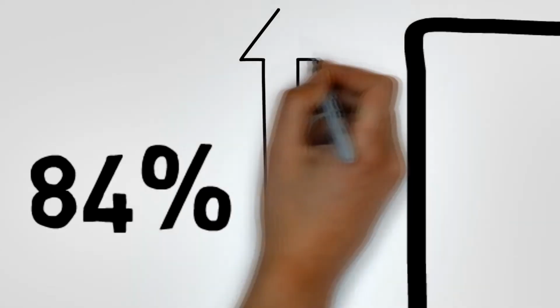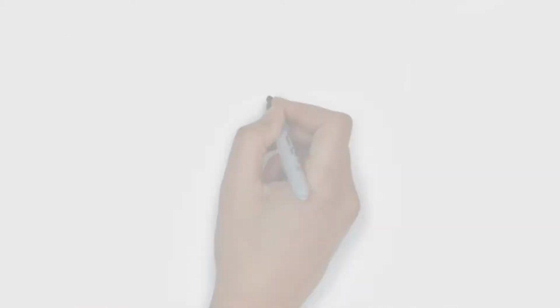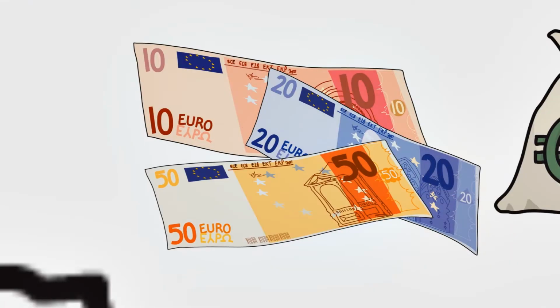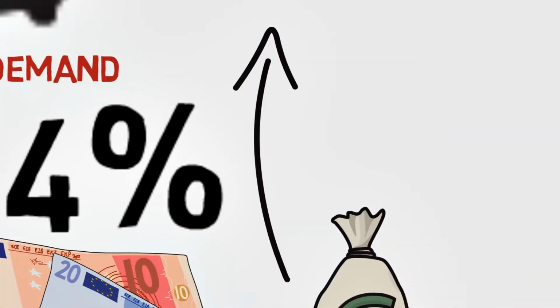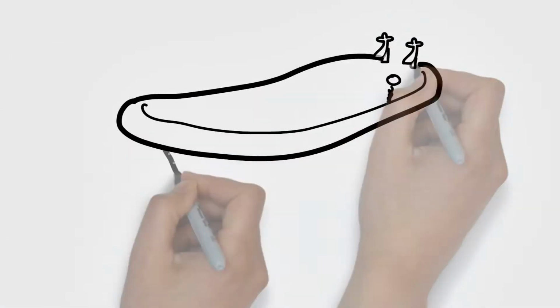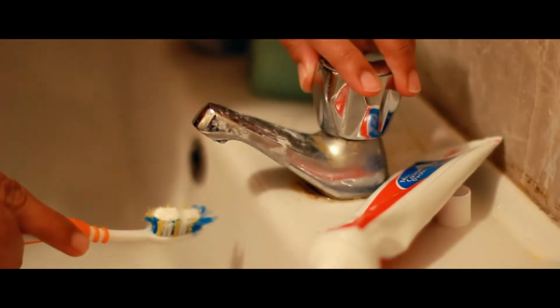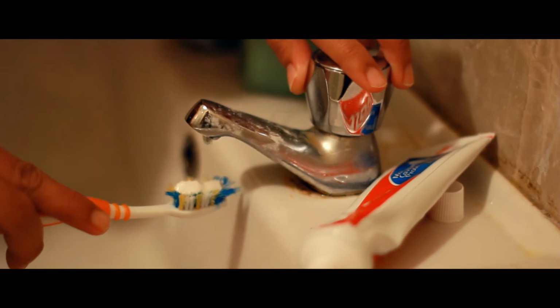Since the 90s, Ireland's demand for energy has increased by 84%. In 2007, Ireland spent $6 billion on imported energy, and if we do not cut down on consumption, increased demand is expected to rise another 24%. Another strategy involves cutting down on water use. Take shorter showers, turn off the tap when not in use.